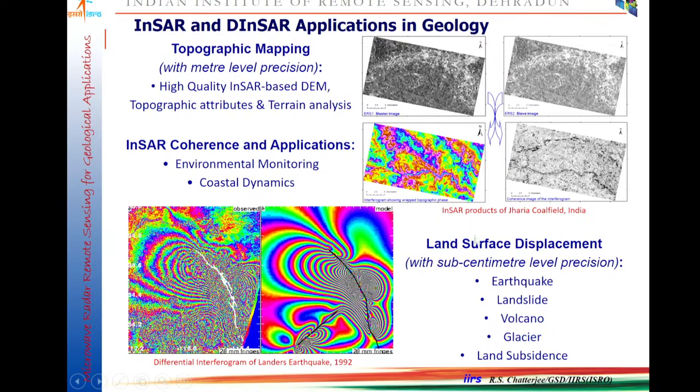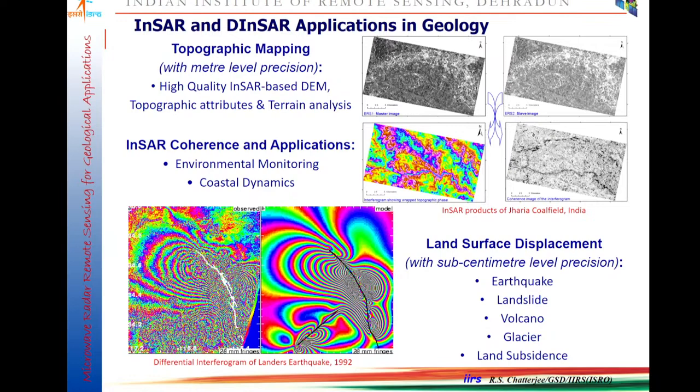But the most important applications of differential interferometric SAR, or you say interferometric SAR, InSAR and DInSAR, is land surface displacement or land surface deformation, like earthquake, like landslide, like volcano, like glacier, and land subsidence. And why land subsidence? How does land subsidence happen? For example, in the case of mining, when you mine out material underneath, like in underground coal mines, you are extracting the coal from underneath, then what will happen? There will be void space.